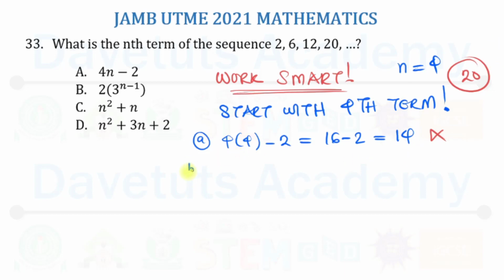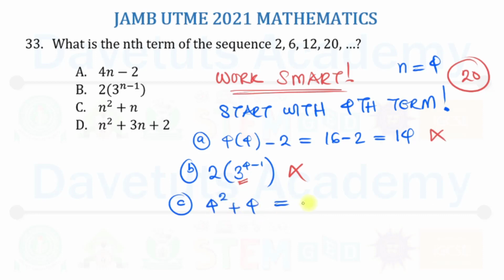That's not the solution. In option B, we have 2 multiplied by 3 raised to power n minus 1. In short, this cannot be the solution because 3 is not a factor of 20. So I don't need to test further. If you use 3 to divide 20, you cannot get a whole number, and since 3 is already reflecting, I don't need to solve further. That would be wrong. So, when n is 4, we have n squared plus n, that is 4 squared plus 4. That's 16 plus 4, so that is 20.